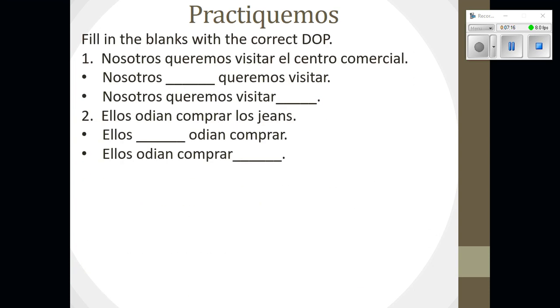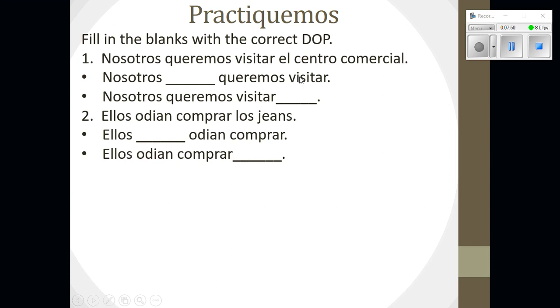Más práctica, we're going to do the first one together and then you'll pause and see if you can do the second on your own. Nosotros queremos visitar el centro comercial means we want to visit the mall. If you want to replace the mall as the direct object with a DOP, a direct object pronoun, then you would remove it from the sentence, okay? And then replace it with the DOP. So in this case, nosotros, we want to put it here before the conjugated verb, okay? So the DOP we need is lo. We would say nosotros lo queremos visitar.